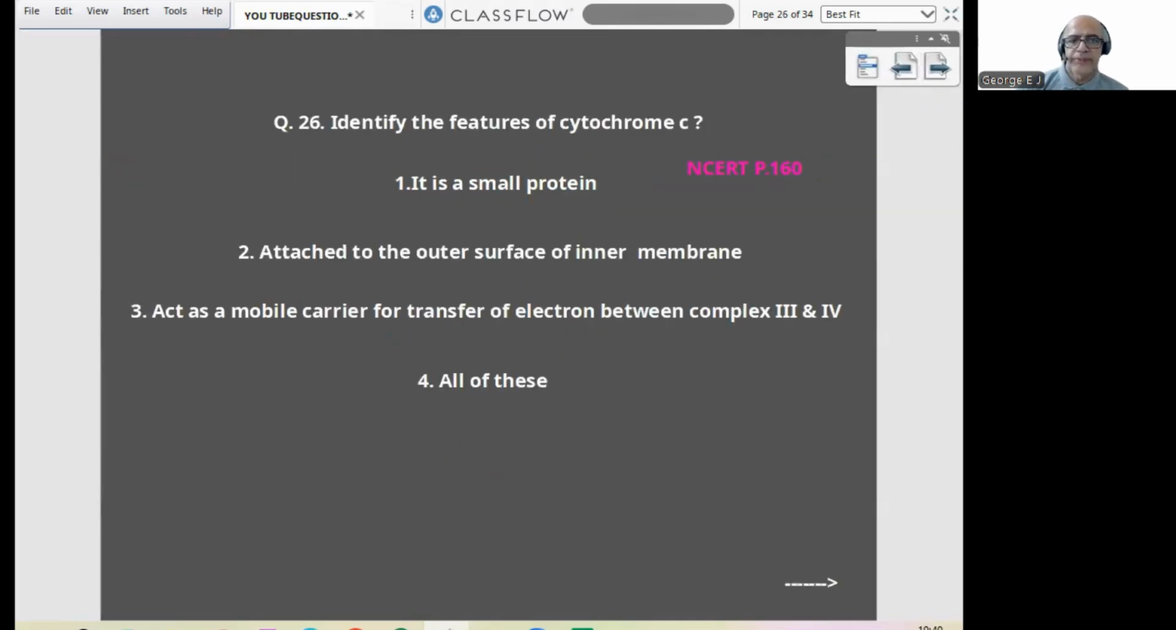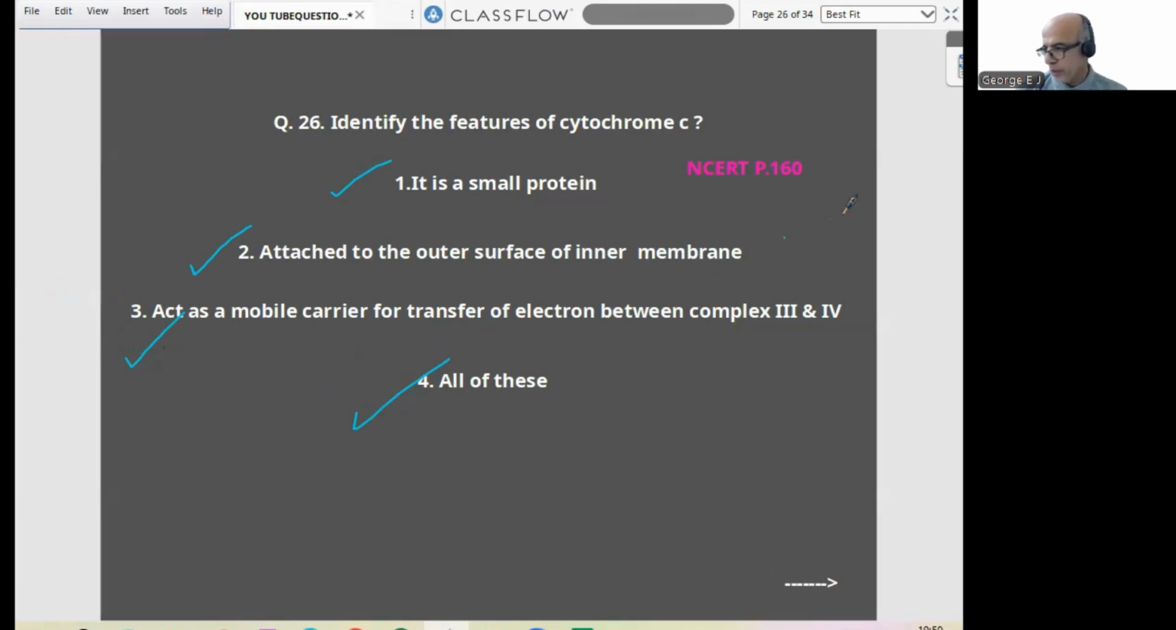Now 26. Identify the features of cytochrome C. Direct NCERT, routine question, repeated question. It is a small protein, correct. Attached to the outer surface of the inner membrane, correct. Acts as a mobile carrier for transfer of electrons between complex 3 and 4, correct. So the answer is 4, all of this. I think the idea is clear. Now we can proceed to the next one.